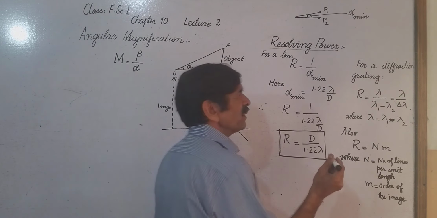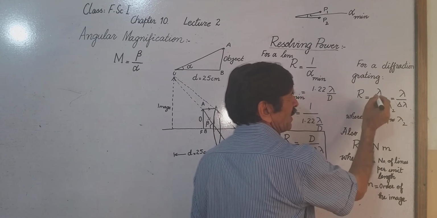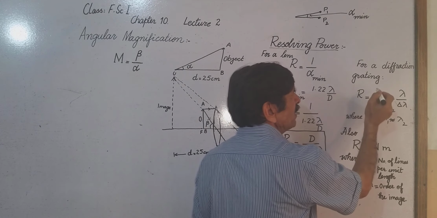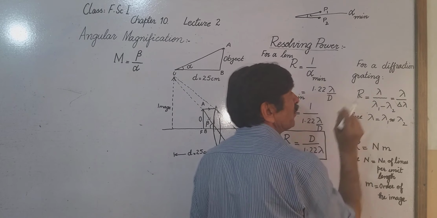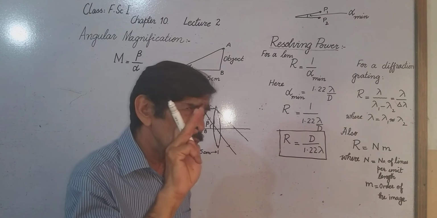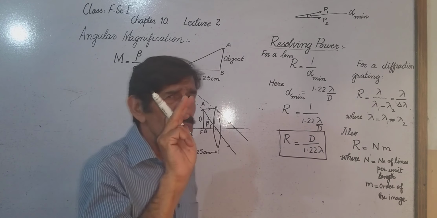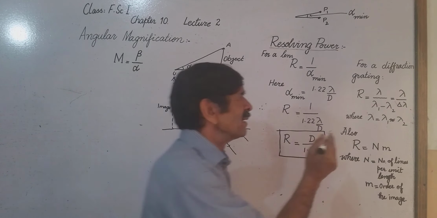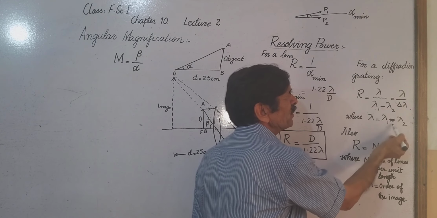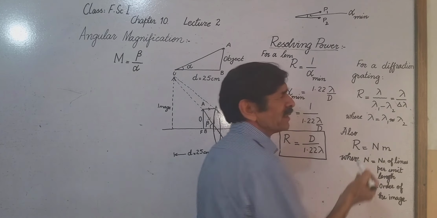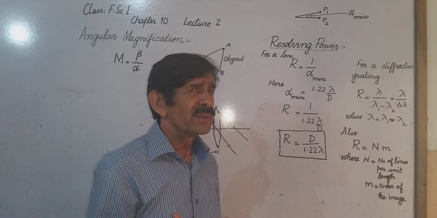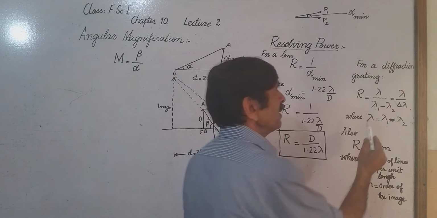In actual, we write the resolving power in this form for a spectrometer. In a spectrometer, we use two sodium lights having wavelengths lambda 1 and lambda 2. Lambda 1 and lambda 2 are nearly equal, very close to each other. And this is yellow light.